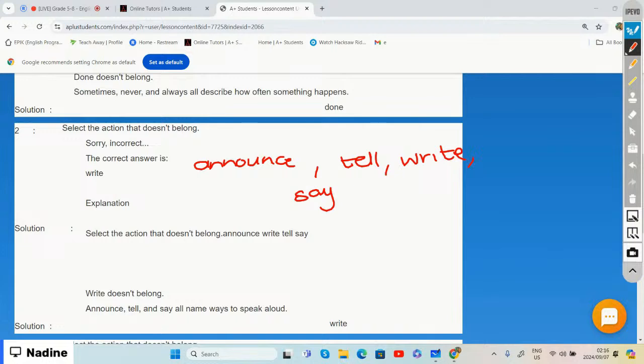All right. And if we look at the words that don't belong, then we can say "write" doesn't belong. Yes, well done. Write doesn't belong, because write is an example where you are writing a letter, writing a statement, jotting down certain things, whereas the words announce, tell, or say are where you are speaking about something. You're speaking aloud, right?